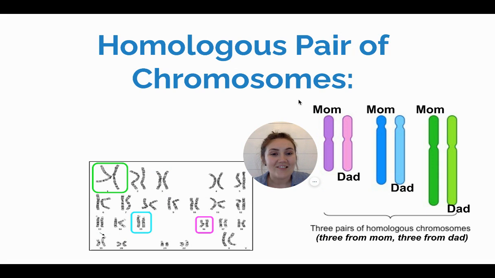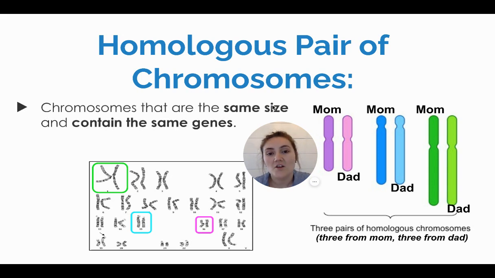All right, and our last slide for this lesson. Homologous pair of chromosomes. This is a tough word to say, so you may need to practice it out loud. So it's called homologous chromosomes. So homologous chromosomes are chromosomes that are the same size and they contain the same genes. So for example, they contain the same gene for hair color. So you get a gene from mom for hair color, and you get a gene from dad that contains maybe a different hair color. So in your body, you have two different sets of genes.